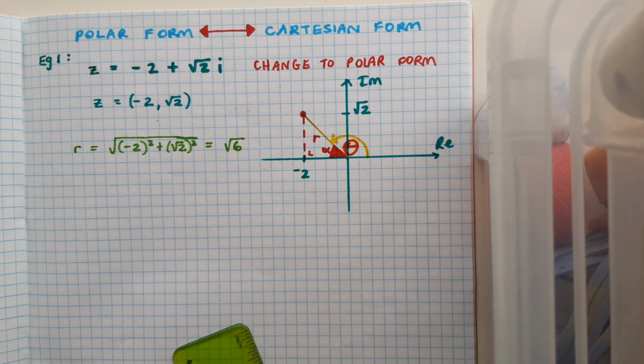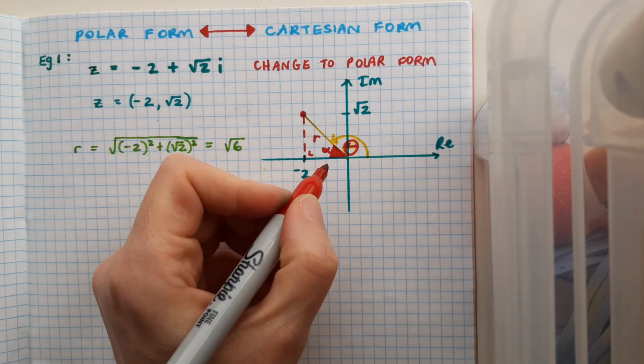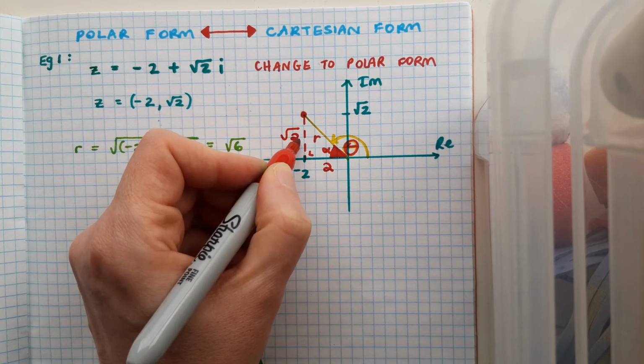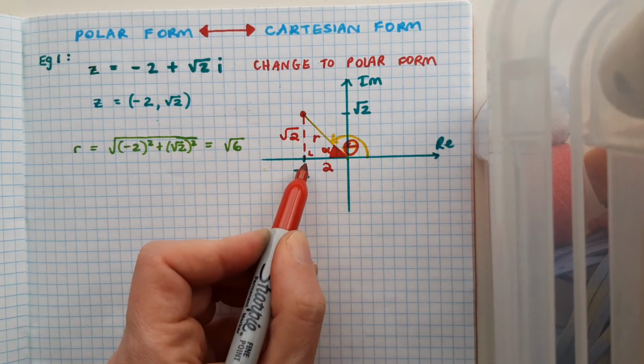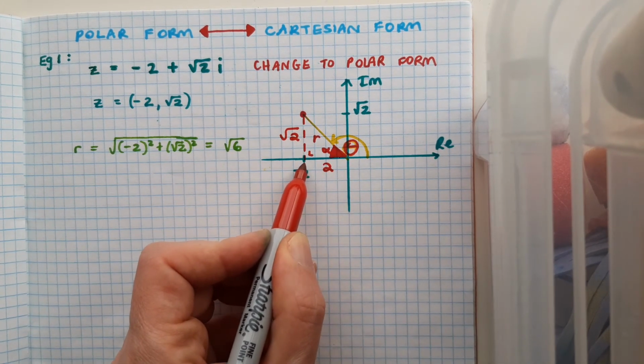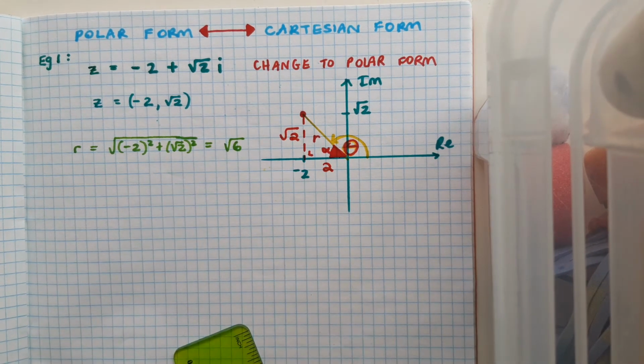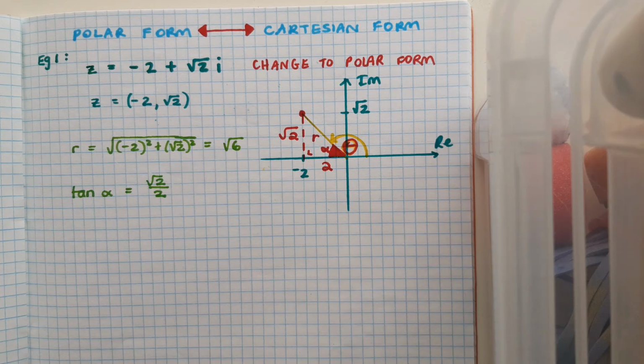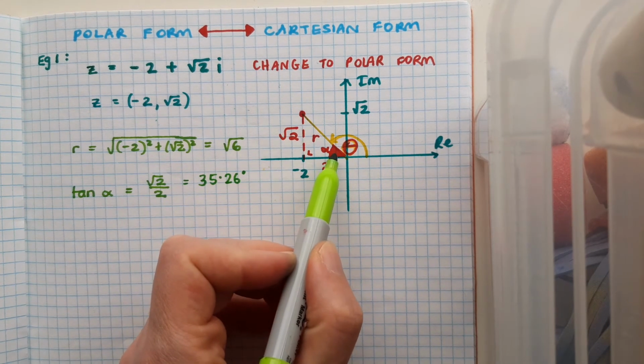So again, looking at my triangle that I've created, it's got sides of 2 and root 2. Notice that I've written in 2 here as it's the absolute value of minus 2, so it's the distance across the bottom of this triangle. And so now I can write down tan of alpha, which is opposite over adjacent, or root 2 over 2. And in this case, that comes out as 35.26. But again, just be aware that's alpha that I found, this angle here in the triangle.